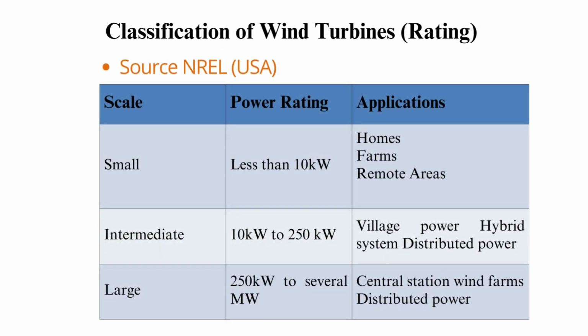Classification of wind turbines: rating. Wind turbines come in various scales based on their power rating. Small turbines, with a power rating of less than 10 kilowatts, are suitable for homes, farms, and remote areas. Intermediate-sized turbines, ranging from 10 kilowatts to 250 kilowatts, find applications in village power, hybrid systems, and distributed power. Large turbines, with a power rating from 250 kilowatts to several megawatts, are used in central station wind farms and for distributed power generation.